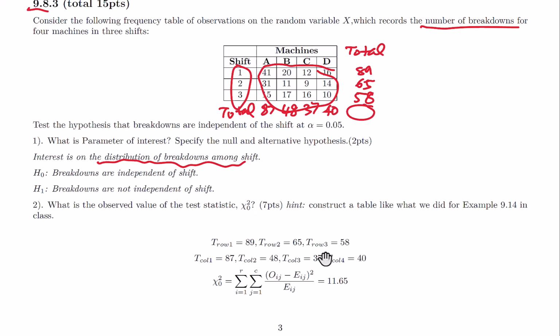And how are we going to get the expected value? Because those numbers are only what? Observed. For the E_ij, it equals what? The row total i times column total j, okay? And then divided by this guy, N, okay?